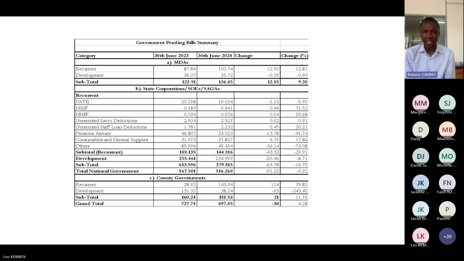We call them parastatals in Kenya. But it's not just how much they owe, which, as you can tell here, the subtotal for recurrent is 144 in 2024, and this has reduced from 188. But the point is this: if you look at the items that they owe, so for instance, these state corporations, those parastatals, owe pay-as-you-earn of 19 billion.